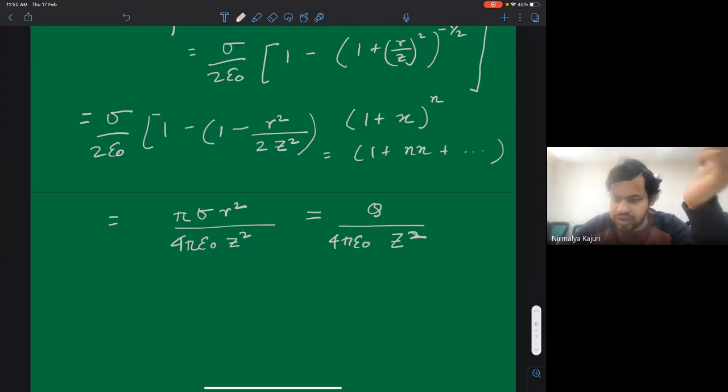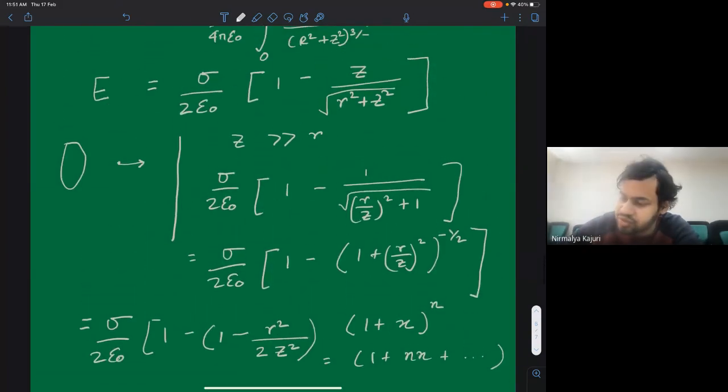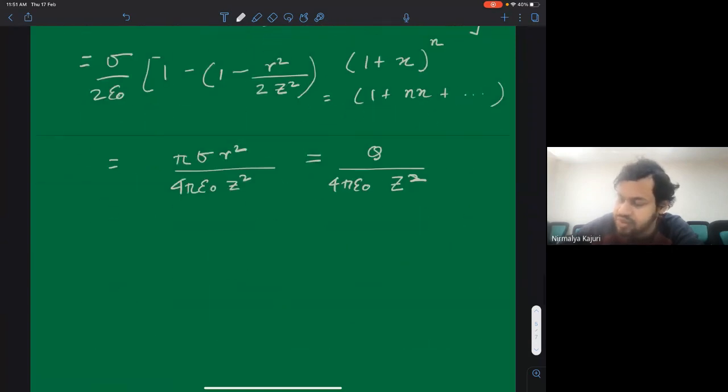So I want you to think about this. One thing you should think about is why exactly were we getting the wrong answer when we put R equal to 0 here naively? What is the interpretation of that? You should ask yourself.